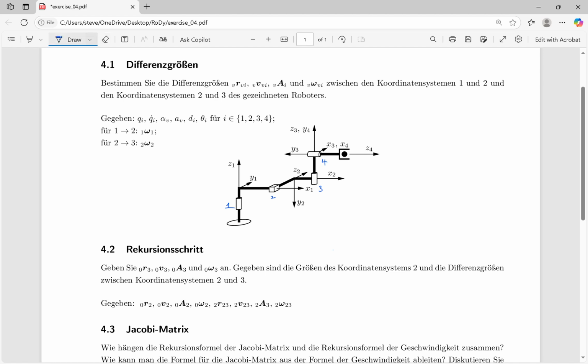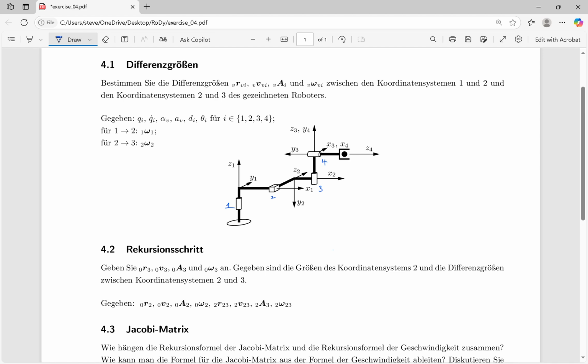The second mistake that I made is that I assumed that these are all 90 degrees. I mean, they look like they are, but the exercise gives you all of these parameters, and they don't make the assumption that these are 90 degrees.